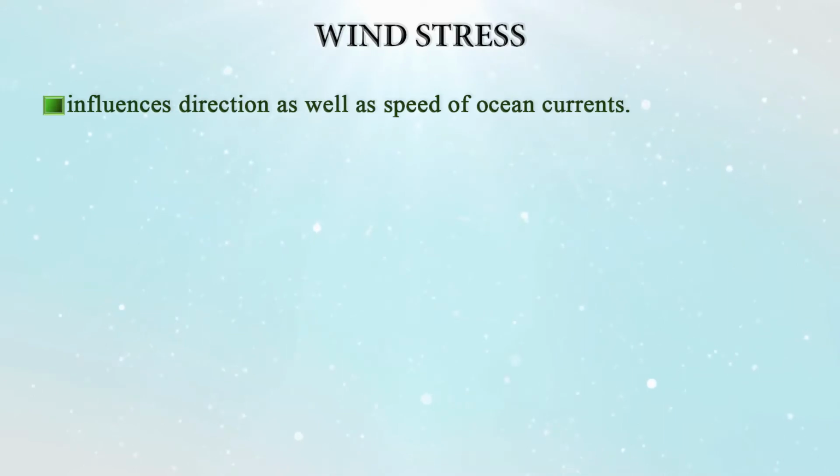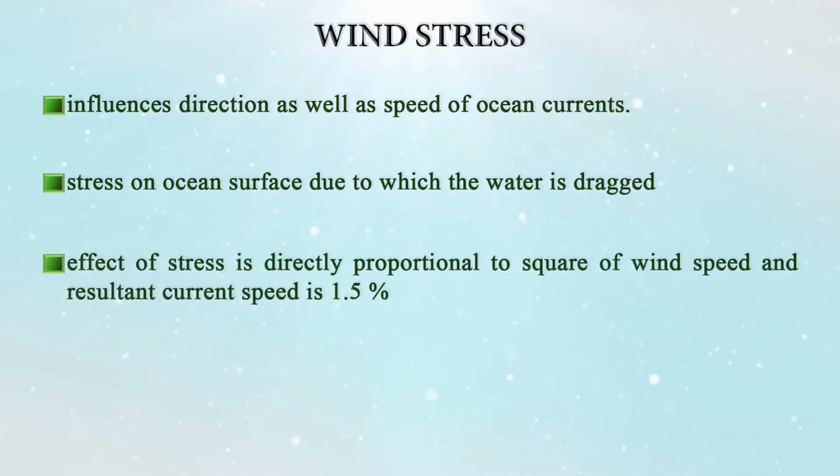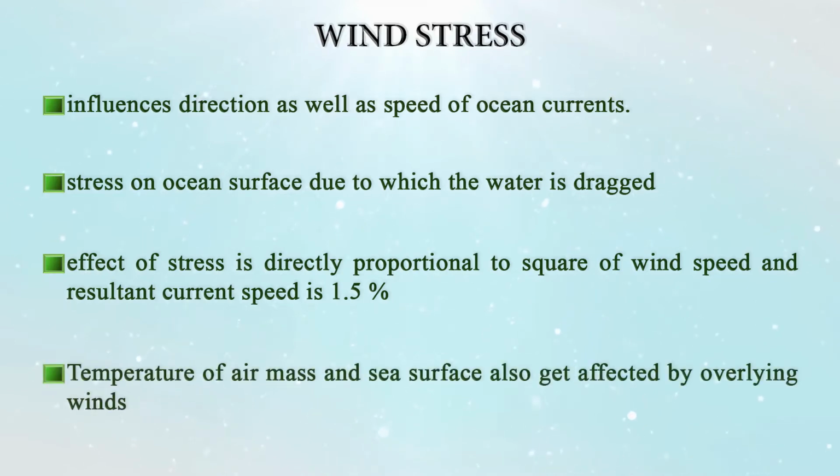Now let us focus on wind stress. It influences not only the direction but also the speed of the ocean currents. Stress on the ocean surface drags the water. The effect of this stress is directly proportional to the square of the wind speed, and the resultant current speed is 1.5%. The temperature of the air mass and the sea surface also gets affected by the temperature of the overlying winds, due to which the water is directed in a particular direction of the winds.